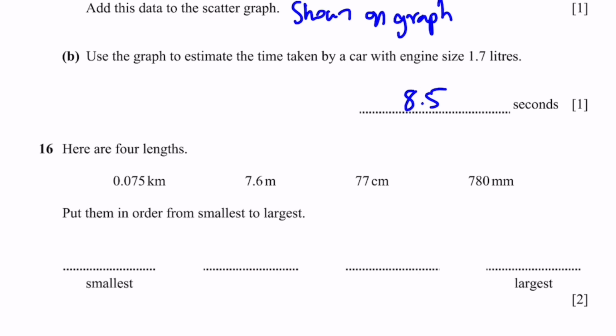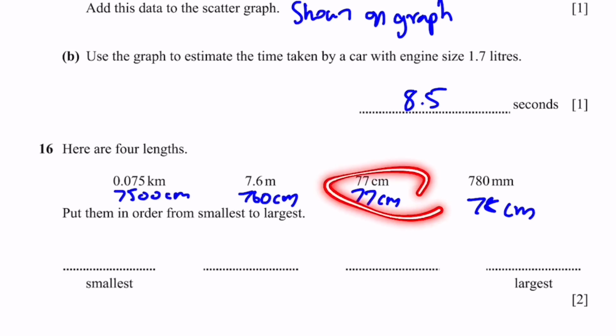Question 16. Here are 4 lengths: 0.075 kilometers, 7.6 meters, 77 centimeters, 780 millimeters. Write them in order from smallest to largest. Let's make these all centimeters. 0.075 kilometers will be 75 meters, which will be 7500 centimeters. 7.6 meters will be 760 centimeters. 77 centimeters is already in centimeters. And 780 millimeters is 78 centimeters.